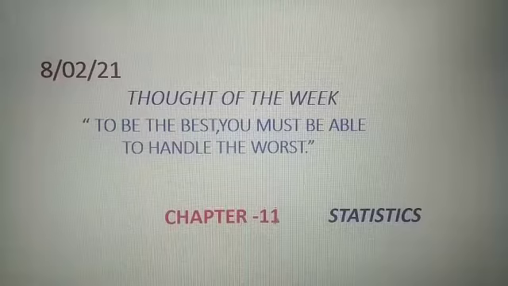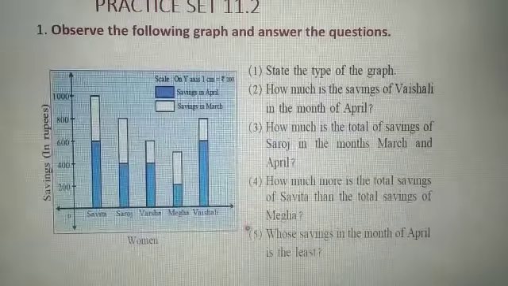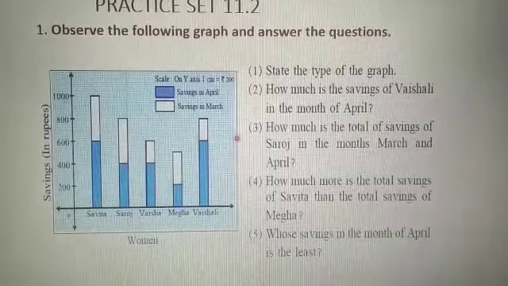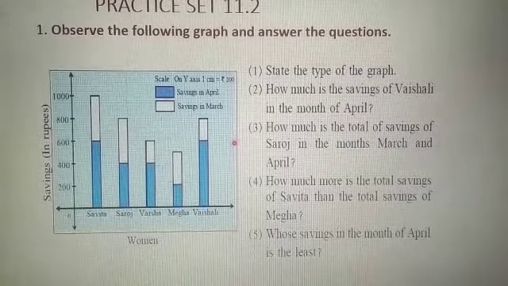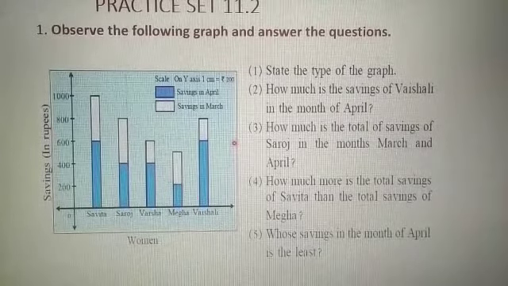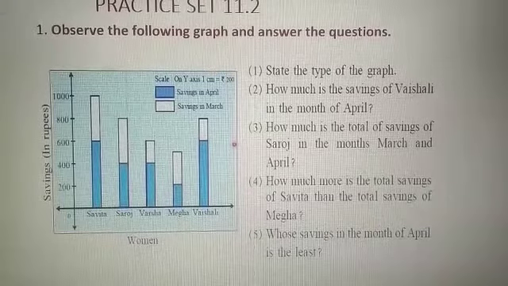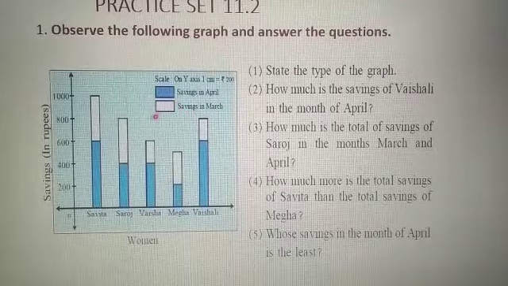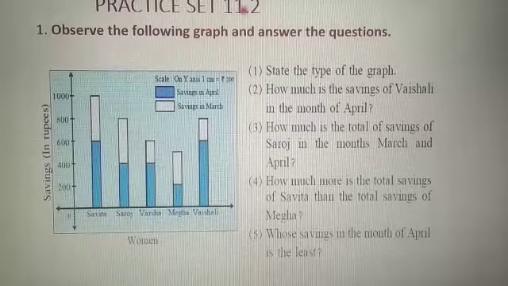Children, we have started chapter 11 statistics, and in the previous video we have seen an example of a subdivided bar graph. There we compared two pieces of information given in the data, and the information of two or more constituents is shown by parts of a single bar. So now we will start practice set 11.2.